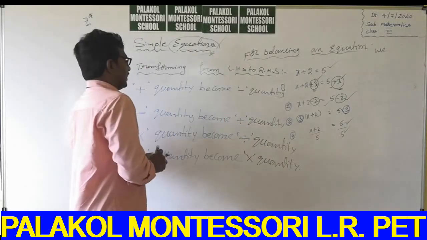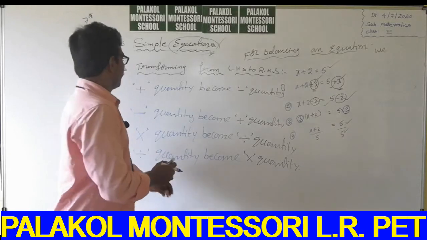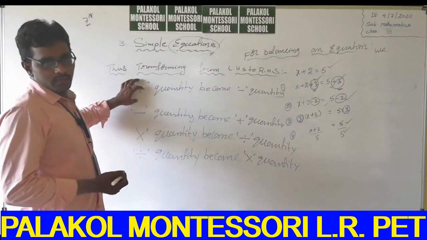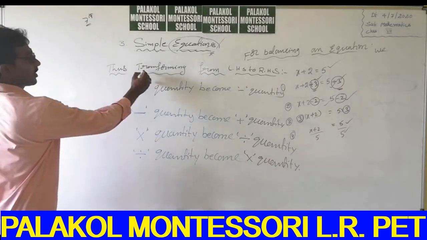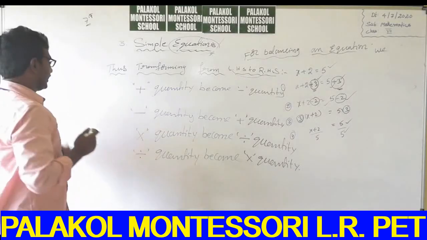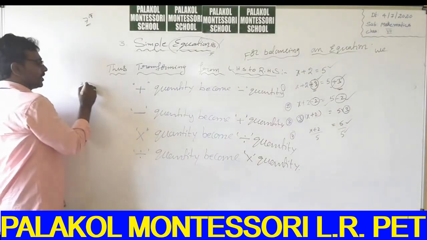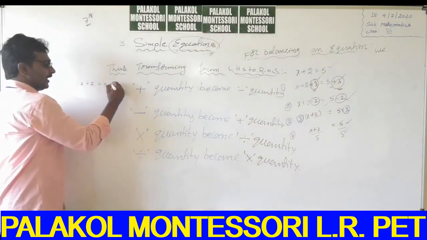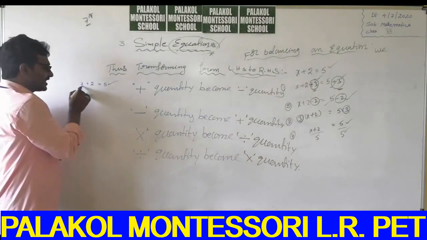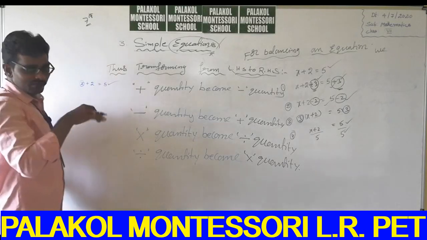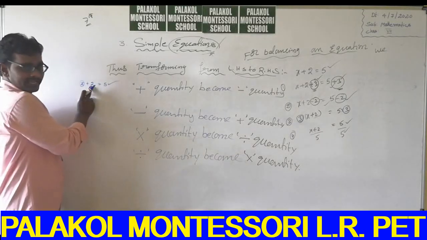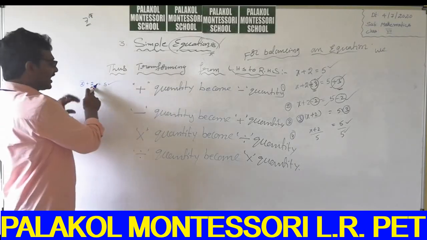Okay, guys, please see, plus quantity becomes negative quantity. How? See, transferring from LHS to RHS. I take one example, x plus 2 is equal to 5. It's one of the simple equations. Here x is a variable. Now you find out the x value. So plus 2 is not needed on this side.